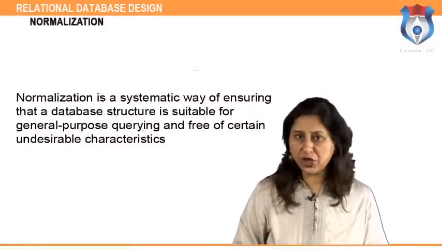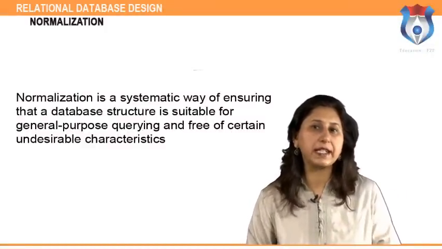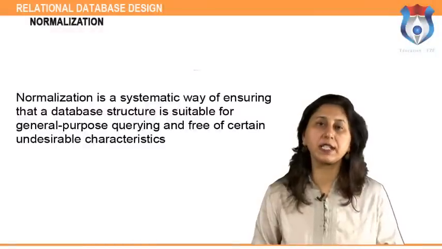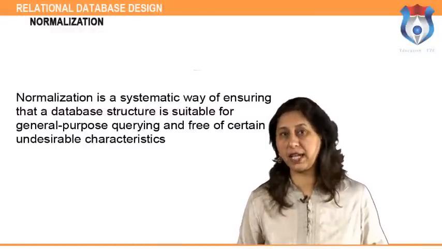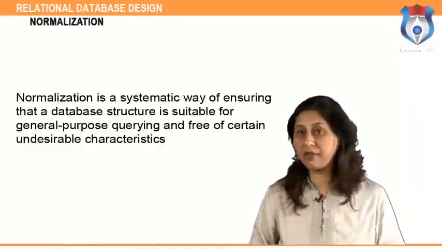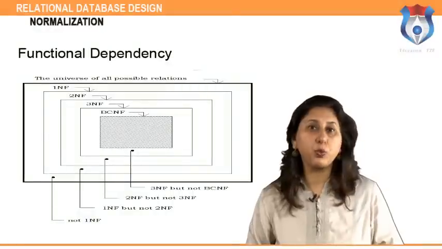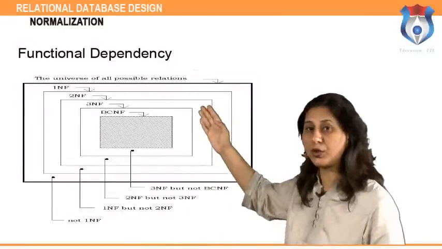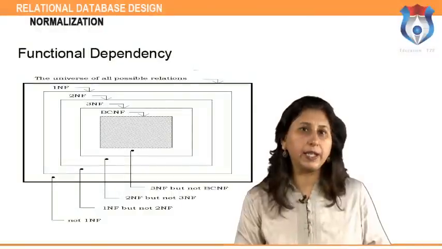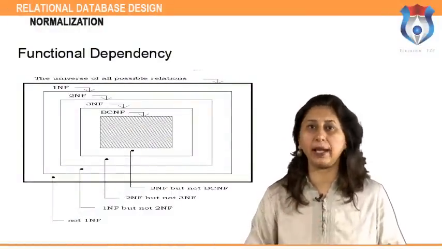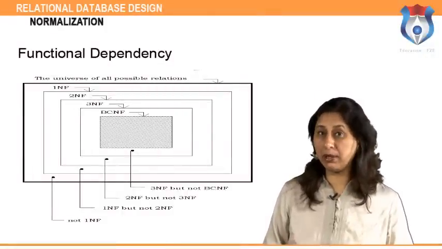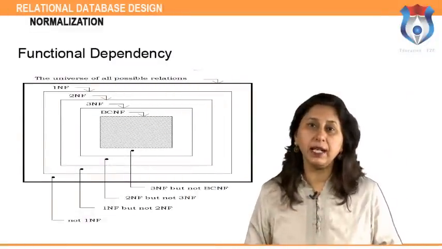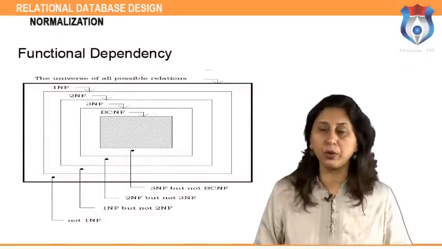Normalization. In the field of relational database design, normalization is a systematic way of ensuring that a database structure is suitable for general purpose querying and free of certain undesirable characteristics, insertion, update and deletion anomalies, that could lead to a loss of data integrity. In a table, an attribute Y is said to have a functional dependency on a set of attributes X, written X to Y, if and only if each X value is associated with precisely one Y value. For example, in an employee table that includes the attributes employee ID and employee date of birth, the functional dependency employee ID to employee date of birth would hold.